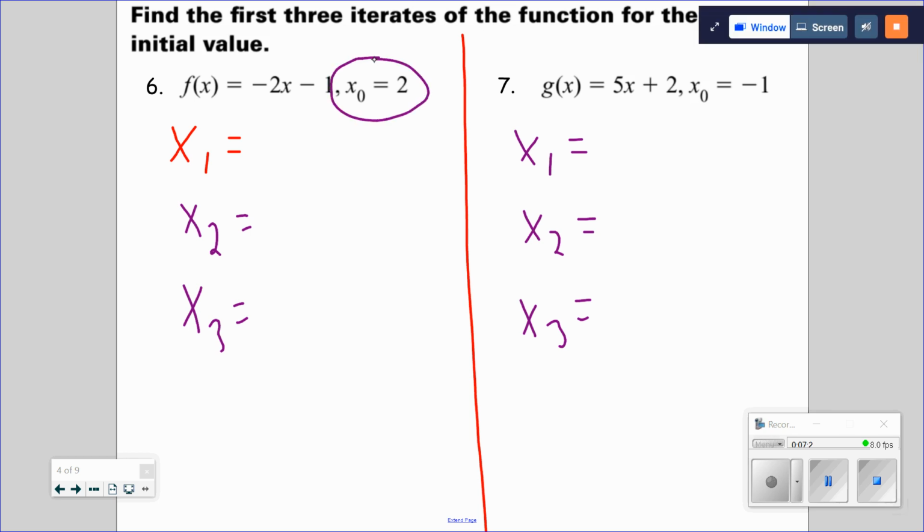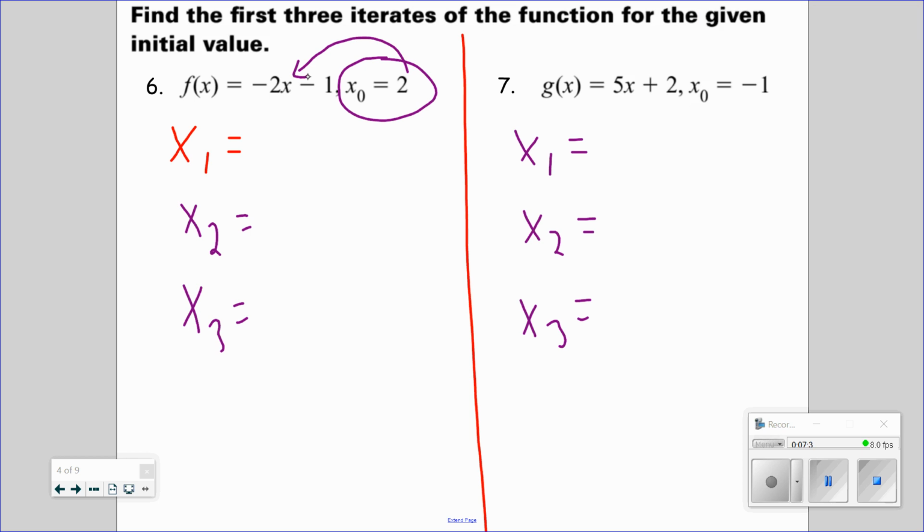It does not count as your first iterate. So to get my first iterate, I simply take my initial value and I put it in for x. So mathematically, it's -2 times 2 minus 1. That should be -5. Does that sound okay? I misplaced my answer key that I used to check.